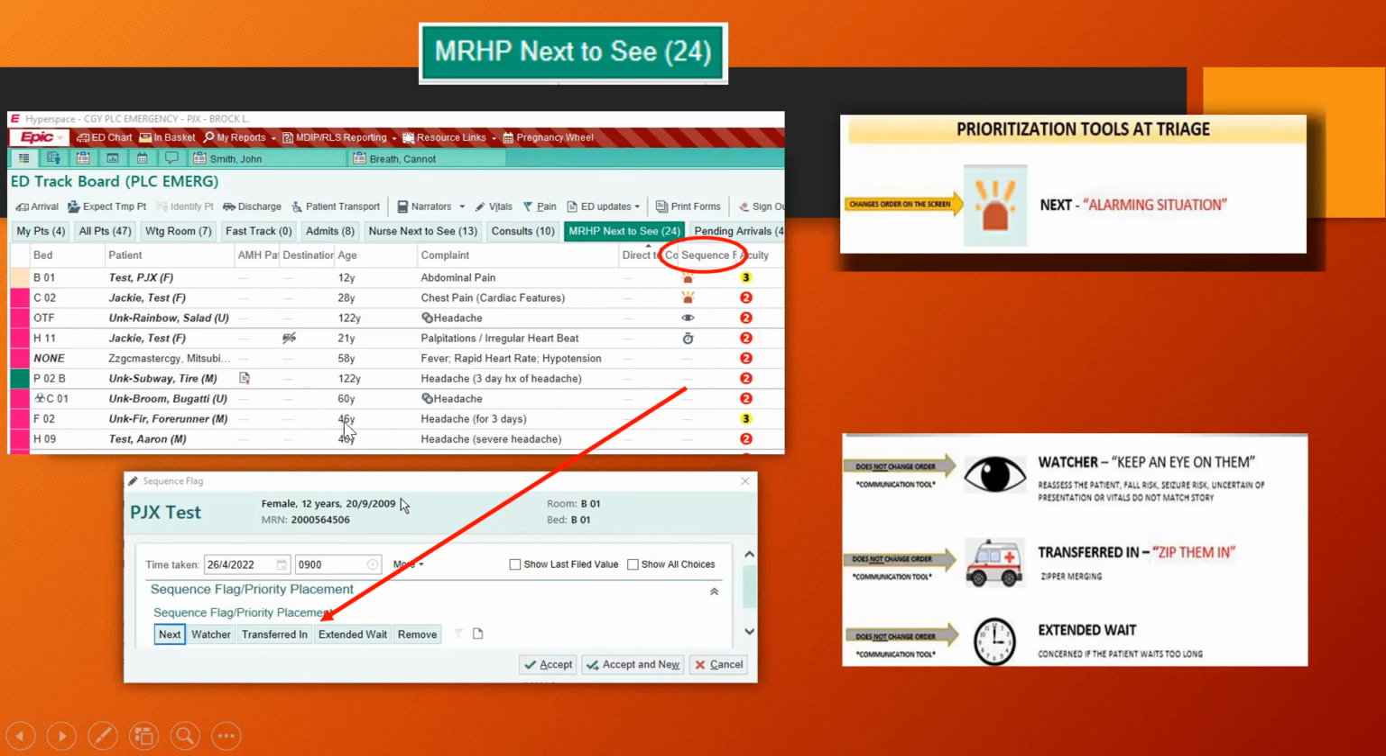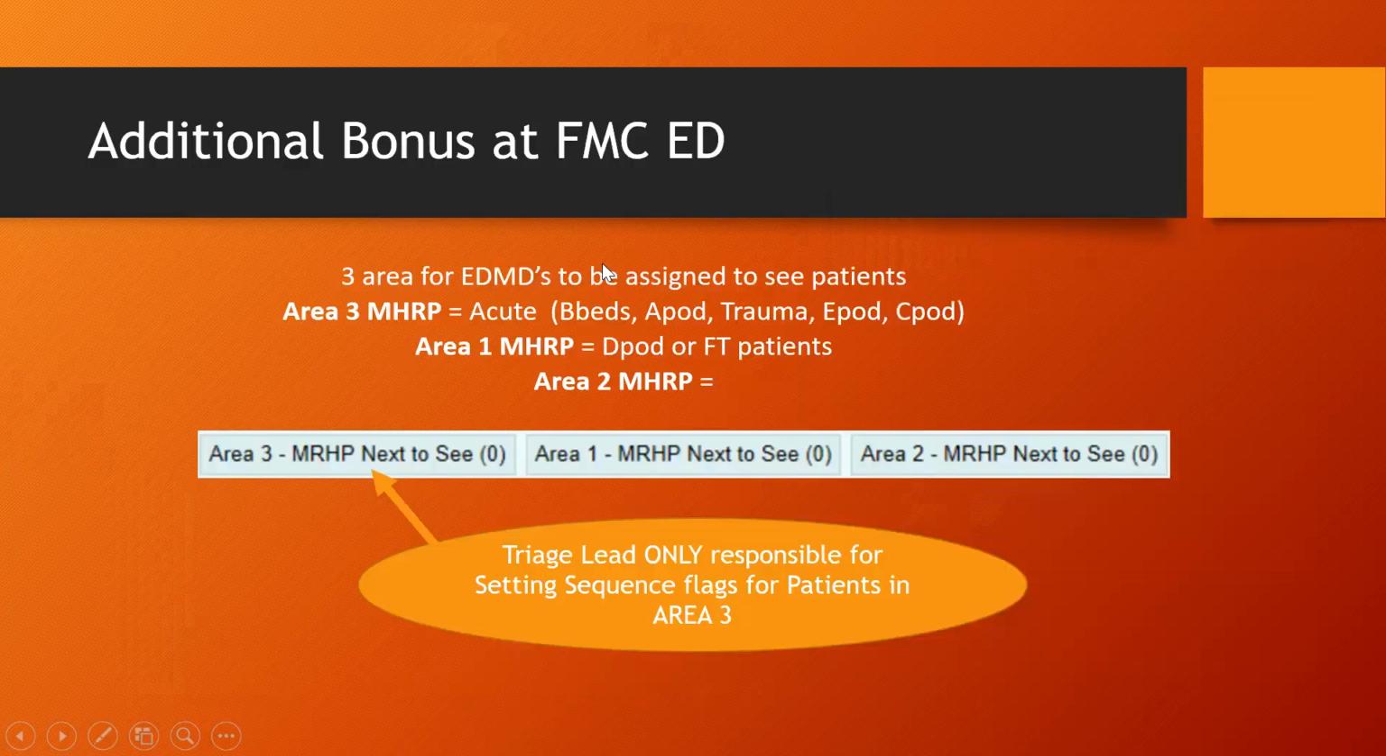This seems really daunting if you have to think of, let's say, 80-some patients in our department and you have to determine this. We are simplifying it a little bit in the foothills. So the bonus of the foothills for the lead anyways is MRHP next to C shows the entire department.